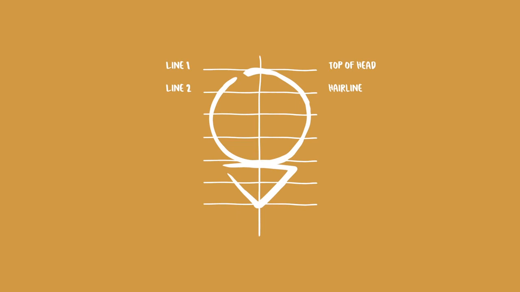Line 2 is for the hairline. Line 3 is for the eyebrows. Line 4, which is the halfway point of the head, is for the eyes. Line 5 is for the nose. Line 6 is for the mouth. And lastly, line 7 is for the chin.